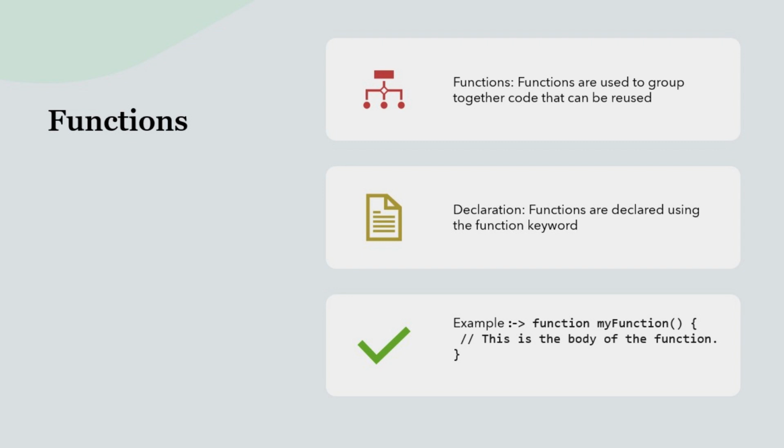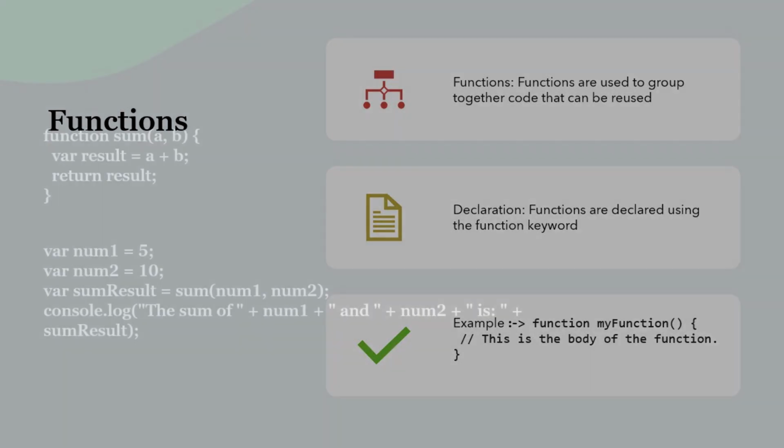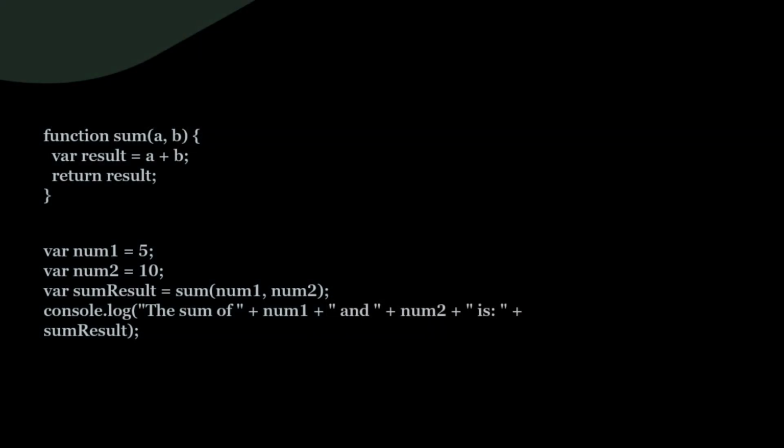Functions can also accept parameters, which act as variables within the function. Let's take a look at an example with parameters. In this modified example, we declared a function called sum that accepts 2 parameters, a and b. Inside the function, we added the code to calculate the sum of a and b and return the result. Functions can be called or invoked by using their name followed by parentheses.